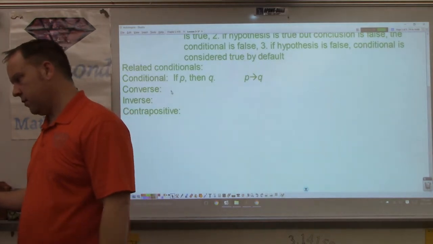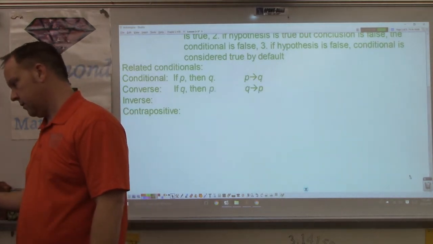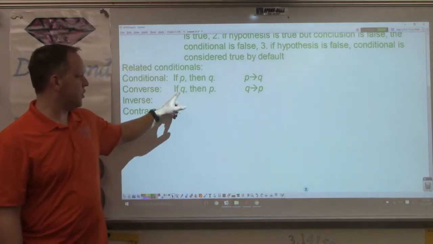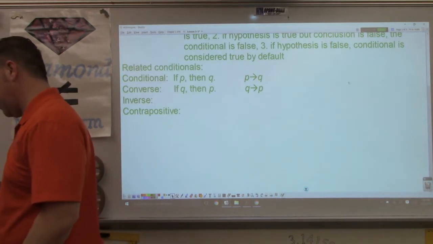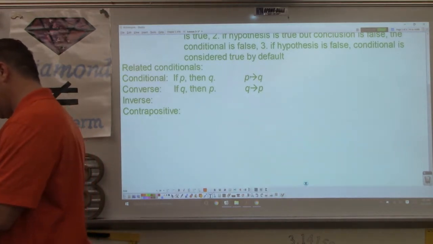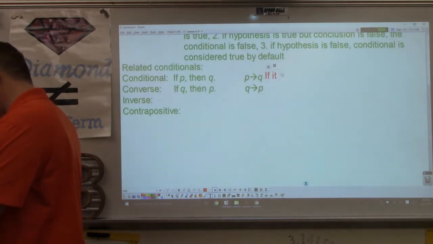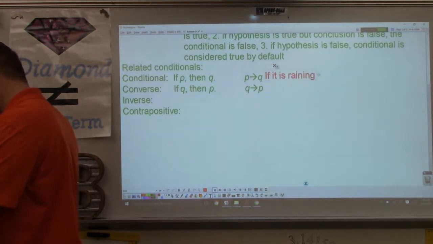So my converse would look like this. If Q, then P. Now if you remember my first sentence up the top, my first conditional sentence, let's retype that so we can see that again. If it is raining, then you need an umbrella.